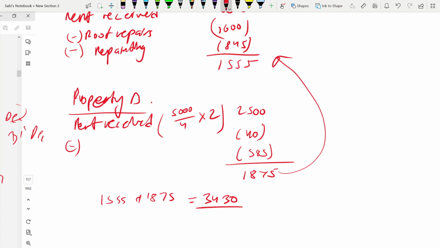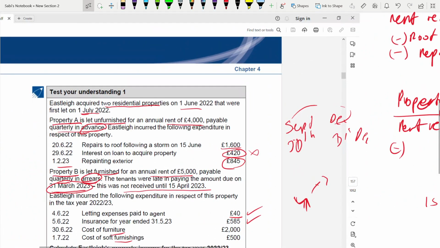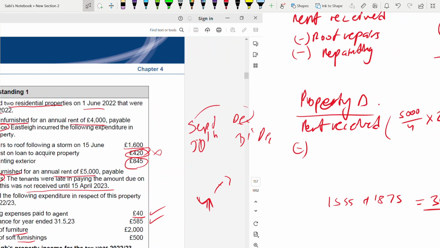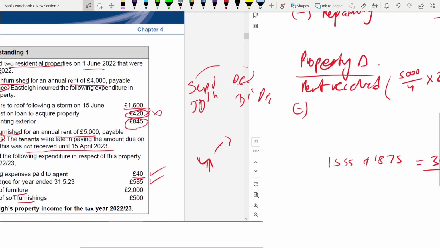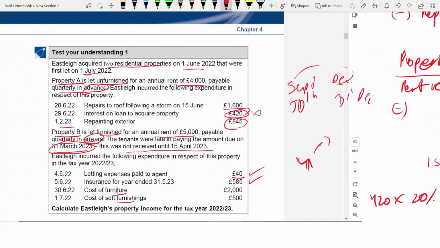Okay, remember, even though we have left this thing out here, interest on loan to acquire property, this 420, you will get a relief when we calculate income tax liability. But because this question did not ask you to calculate income tax liability, we can leave it. But if we have to deduct it, how much will we deduct? 420 into 20%, 84. You will deduct this from income tax liability. And what about the two things which we have ignored? Cost of furniture and cost of soft furnishing. They are not allowable deductions.